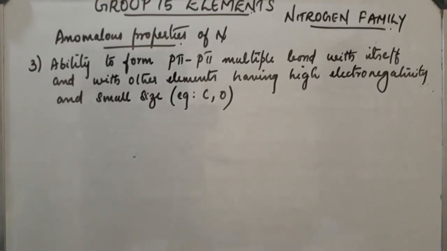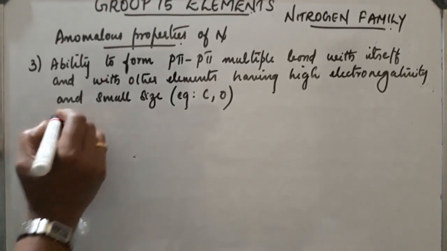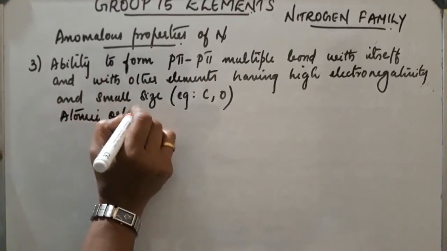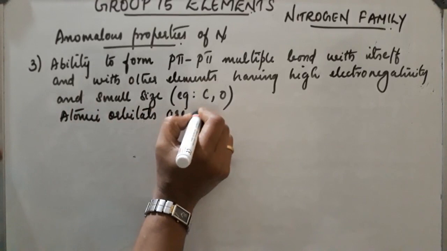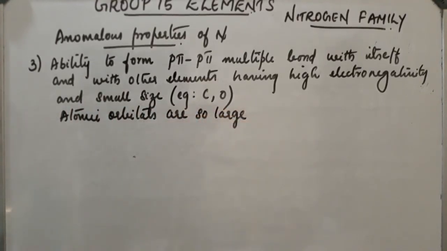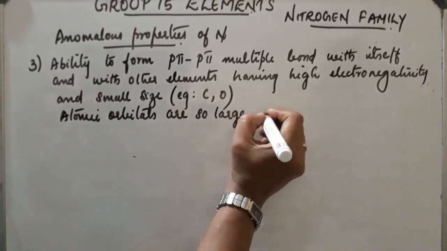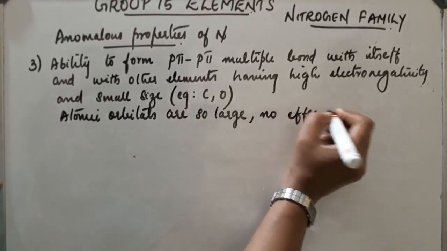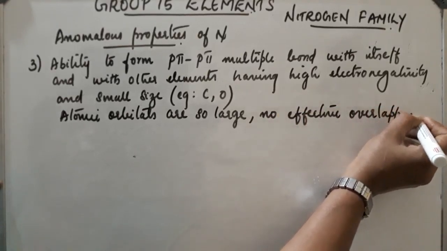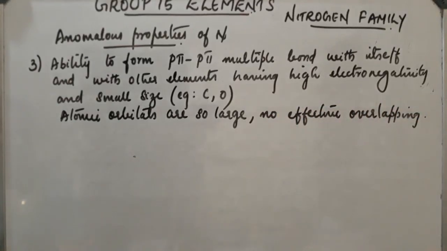But the heavier elements do not have this tendency because their atomic orbitals are so large and diffuse, and there will be no effective overlapping in such cases. Due to this, p-pi multiple bonds are not possible in the heavier elements of the nitrogen family.